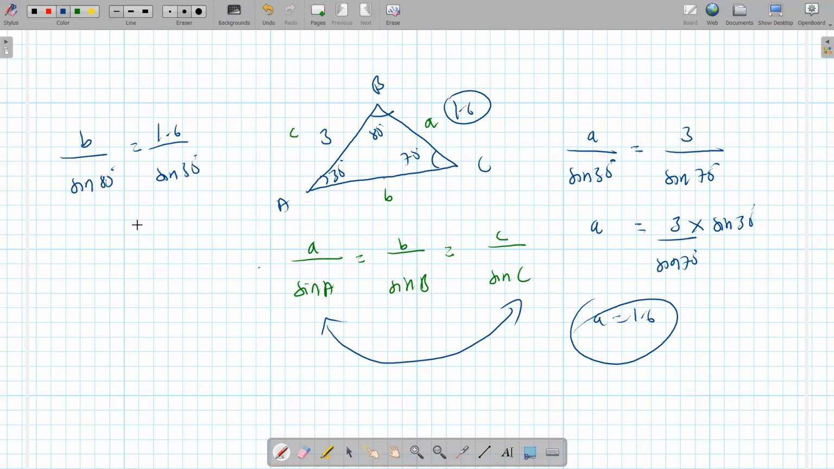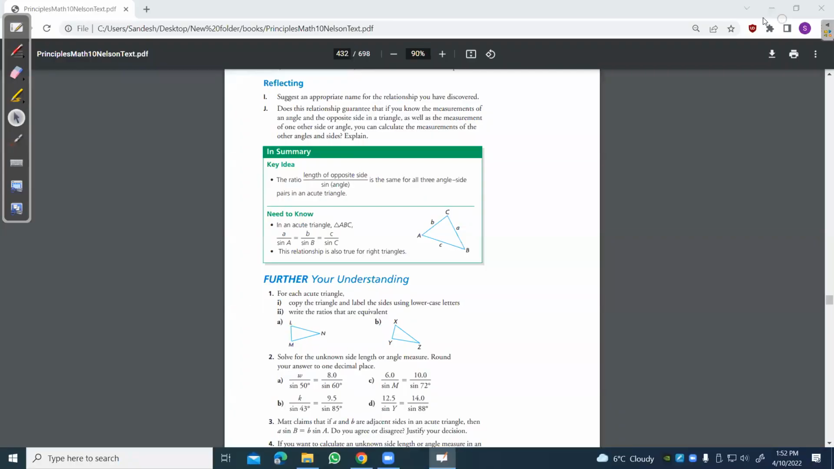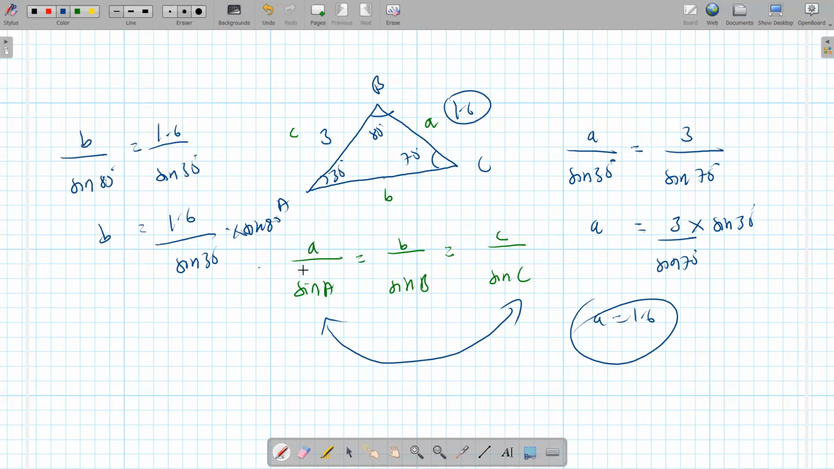What do we do on both sides to solve for b? You multiply again. So b is going to be 1.6 over sine 30 times sine 80, and whatever that is on a calculator. And that's the sine law. How does the book write it? They write it the same, like this. But you won't be using the triple ever. You'll just be using two things at a time.